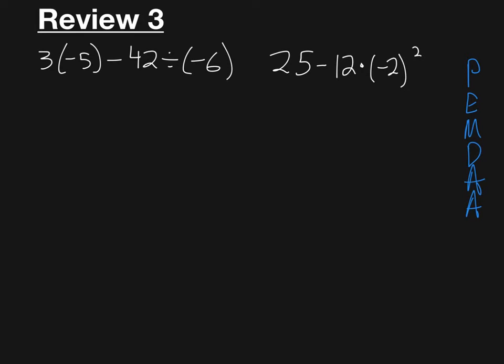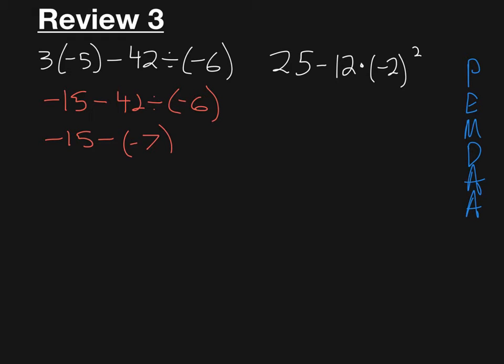3 times -5 is going to give me -15 minus 42 divided by -6. Now I'm going to show each and every step as we go because I don't want to make any mistakes. Now I have -15 and I have 42 divided by -6. Now 42 is positive, and if I divide by -6, which is negative, that's going to give me -7. So I have -15 minus -7.